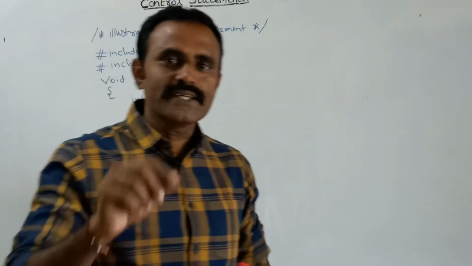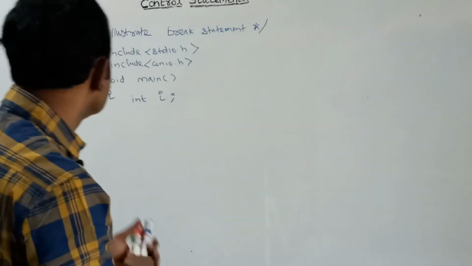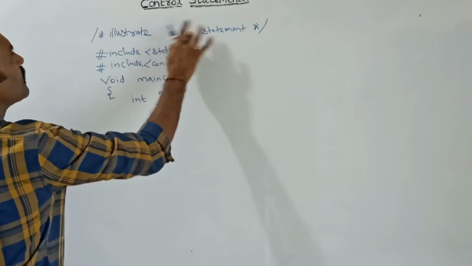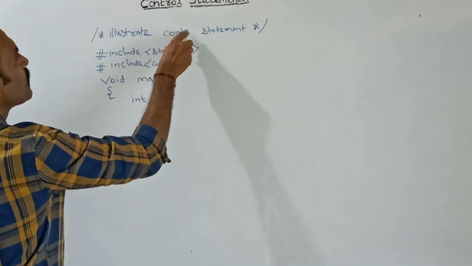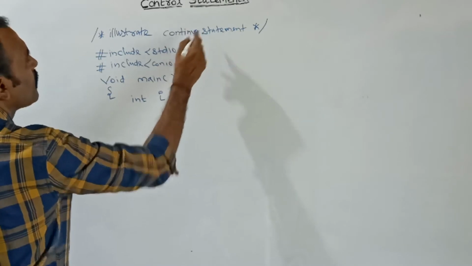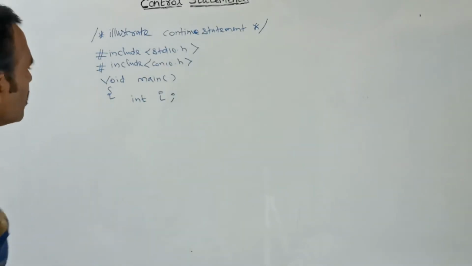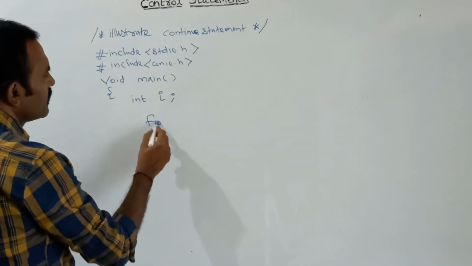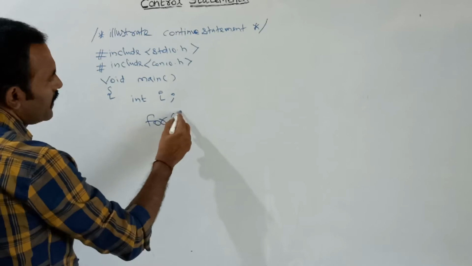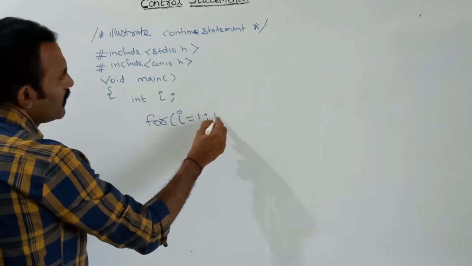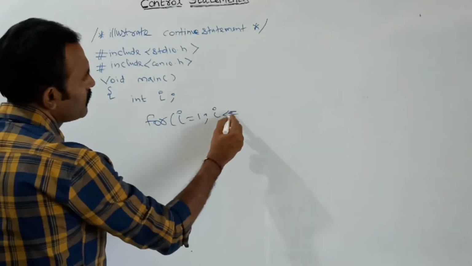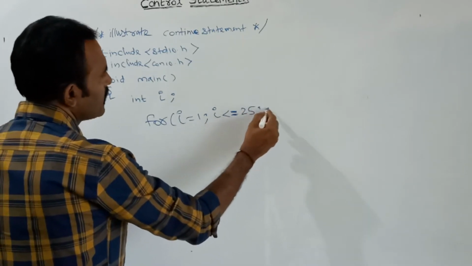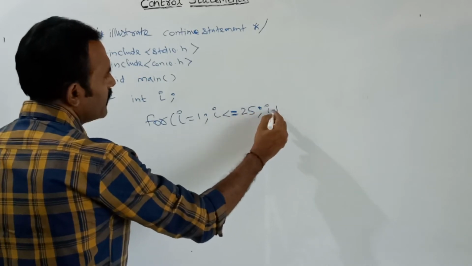Now let us see some examples. This is used to illustrate the continue statement. Here I am using the same variable I. Let us take for I is equal to 1, I is less than or equal to 25, next incrementing the I value.